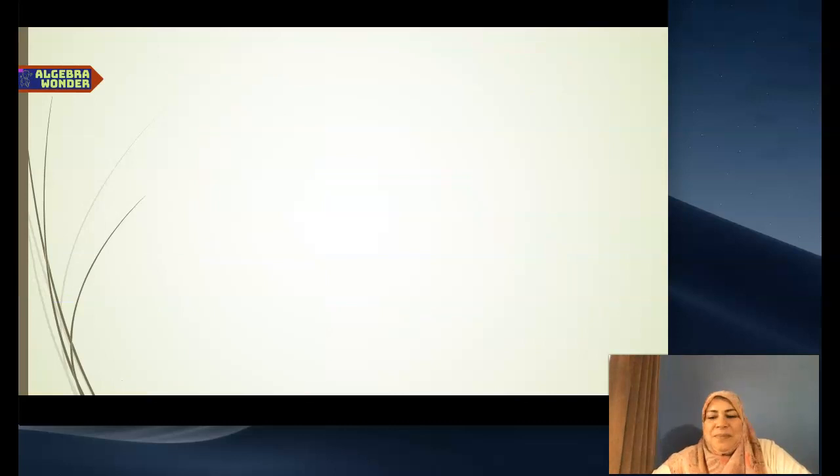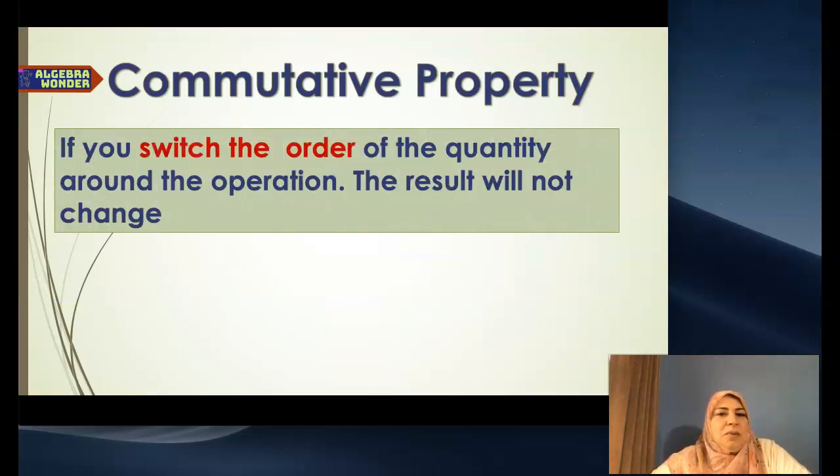So let's see here. So what is commutative property? Commutative property is when you switch the order of the quantity around the operation, the result will not change. So let's see an example. 5 plus 4 and 4 plus 5. 5 plus 4 is 9. 4 plus 5 is 9.